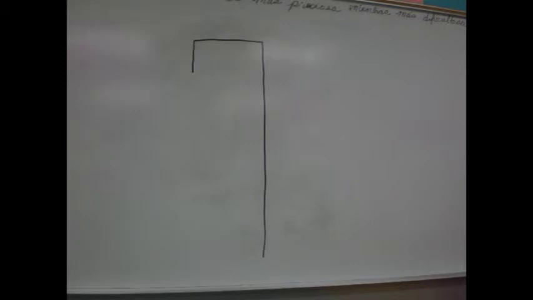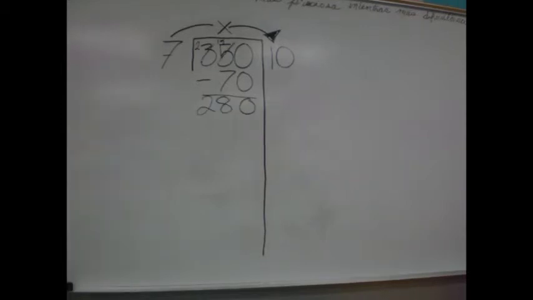Now we will try another example. We will be dividing 350 by 7. I will be adding the multiplication sign on the top of the bracket as a reminder that we are multiplying, not so much dividing. How many times does 7 go into 350? We know that 7 times 10 is 70. We will subtract 70 from 350, giving us 280.